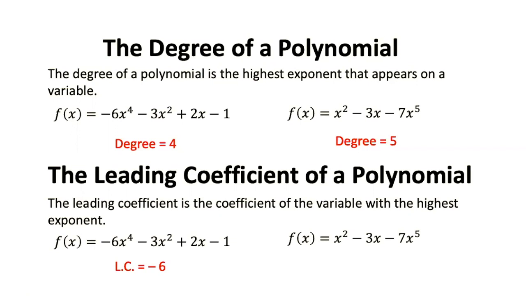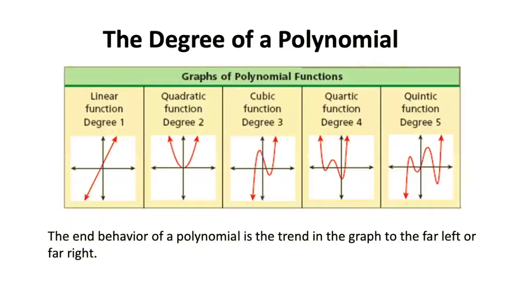Now, if your polynomial, like in the next example, is sort of out of order, you still go to the highest exponent term first, which is the -7x to the 5th at the end. You look at what's in front of the x to the 5th, which is the -7, and that's the leading coefficient. Now, the reason we care about degree and leading coefficient is it tells us something about how the graphs are going to behave. Here you can see a picture of different types of polynomial functions.